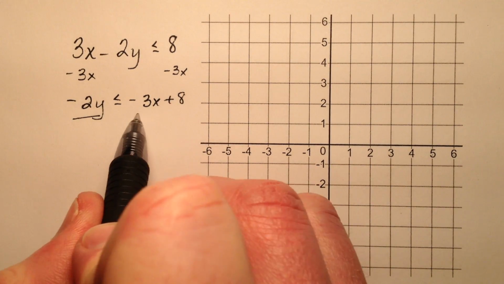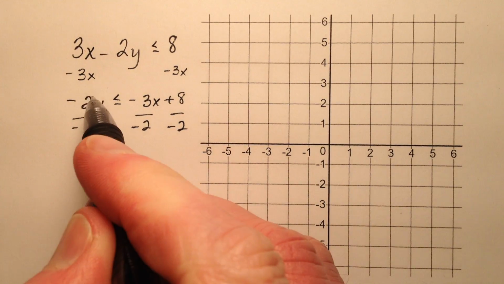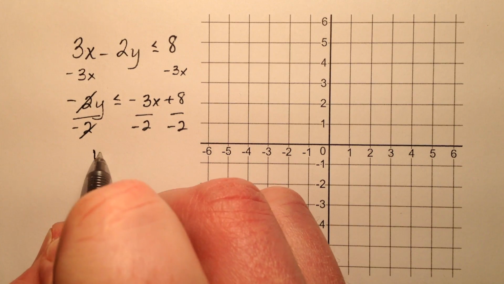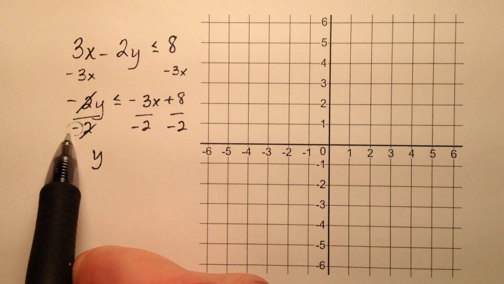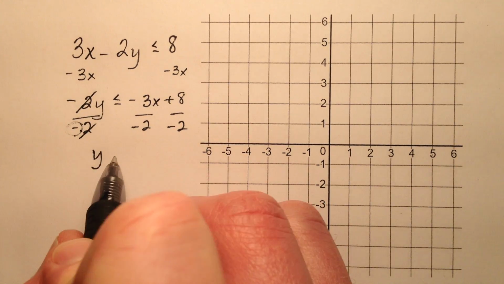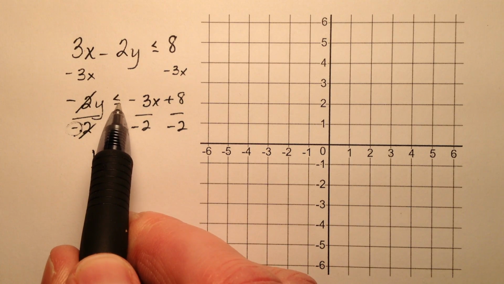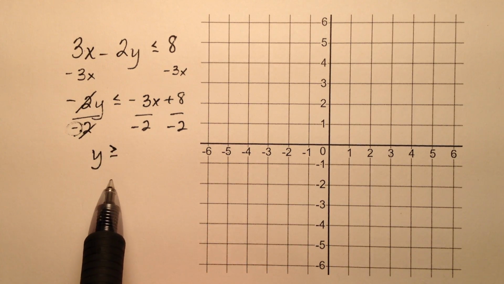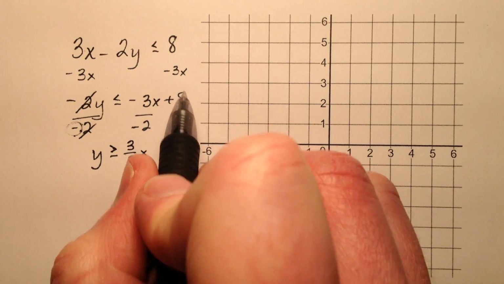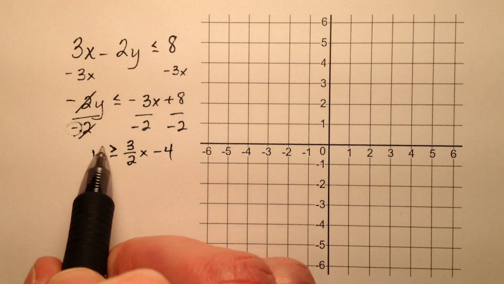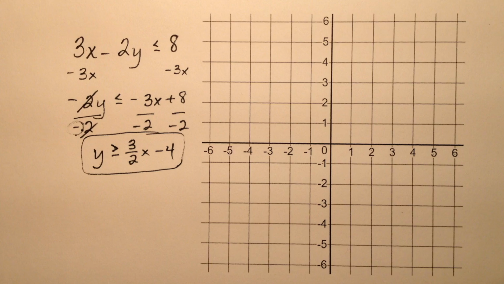And then to finish getting the y by itself, I'm going to divide everything by negative 2. So these cancel here. So y is, well, I divided both sides by a negative, so when I divide by a negative, I need to flip the sign of the inequality. So instead of less than or equal to, it's going to be greater than or equal to. So my slope becomes 3/2 x, and this becomes minus 4. So now we have this written in slope-intercept form.